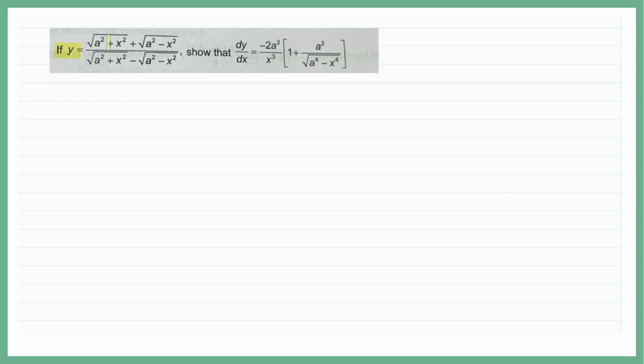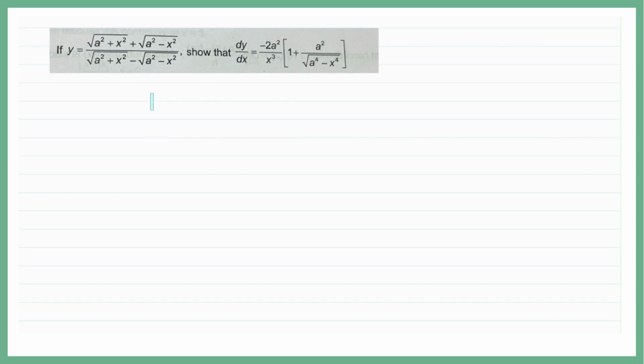In this question, we are given y equals (√(a² + x²) + √(a² − x²)) divided by (√(a² + x²) − √(a² − x²)). And what we need to prove is that dy/dx equals −2a²/x³ times (1 + a²/√(a⁴ − x⁴)).